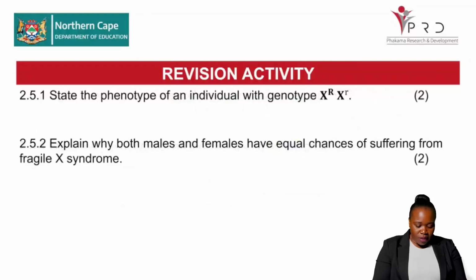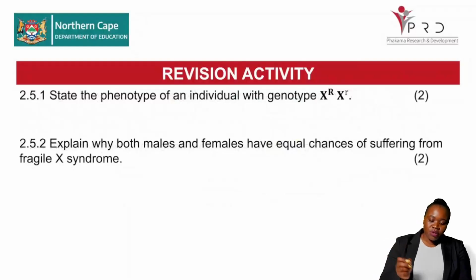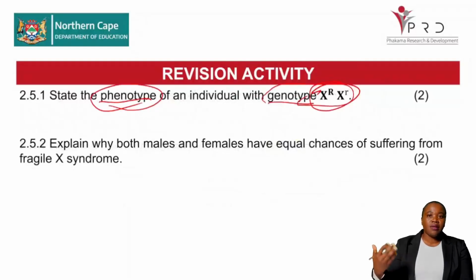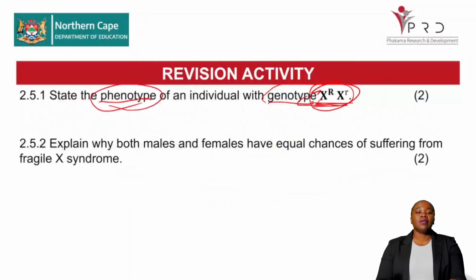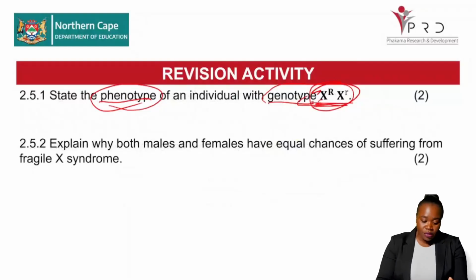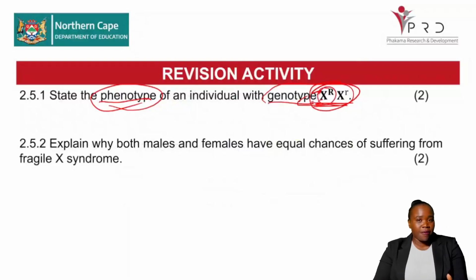Okay, 2.5.1, state the phenotype of an individual with genotype X capital R and X small r. I've just mentioned that just now. Okay, genotype and phenotype. Know the keywords. Genotype, it's the letters. Phenotype, in words, the physical appearance. This person has the Fragile X syndrome characteristic because the capital R is there, right?